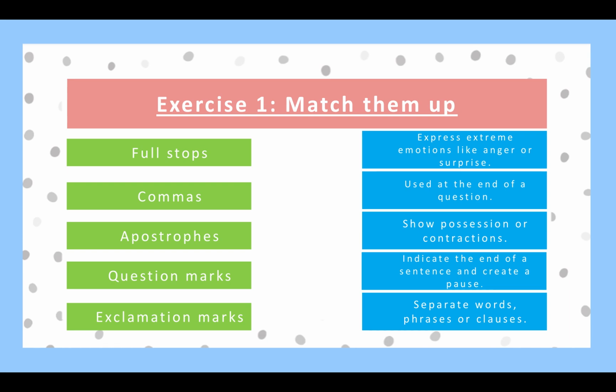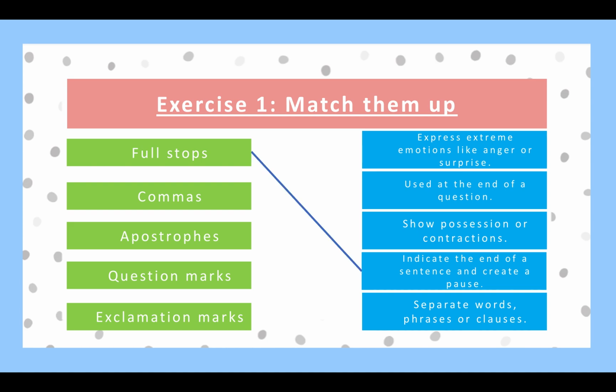Exercise 1. Match them up. In this exercise, you are required to match the types of punctuation marks in the green boxes with their correct definitions in the blue boxes. Please pause this video and complete this exercise. We will then go through the answers. We will start with the first green box.